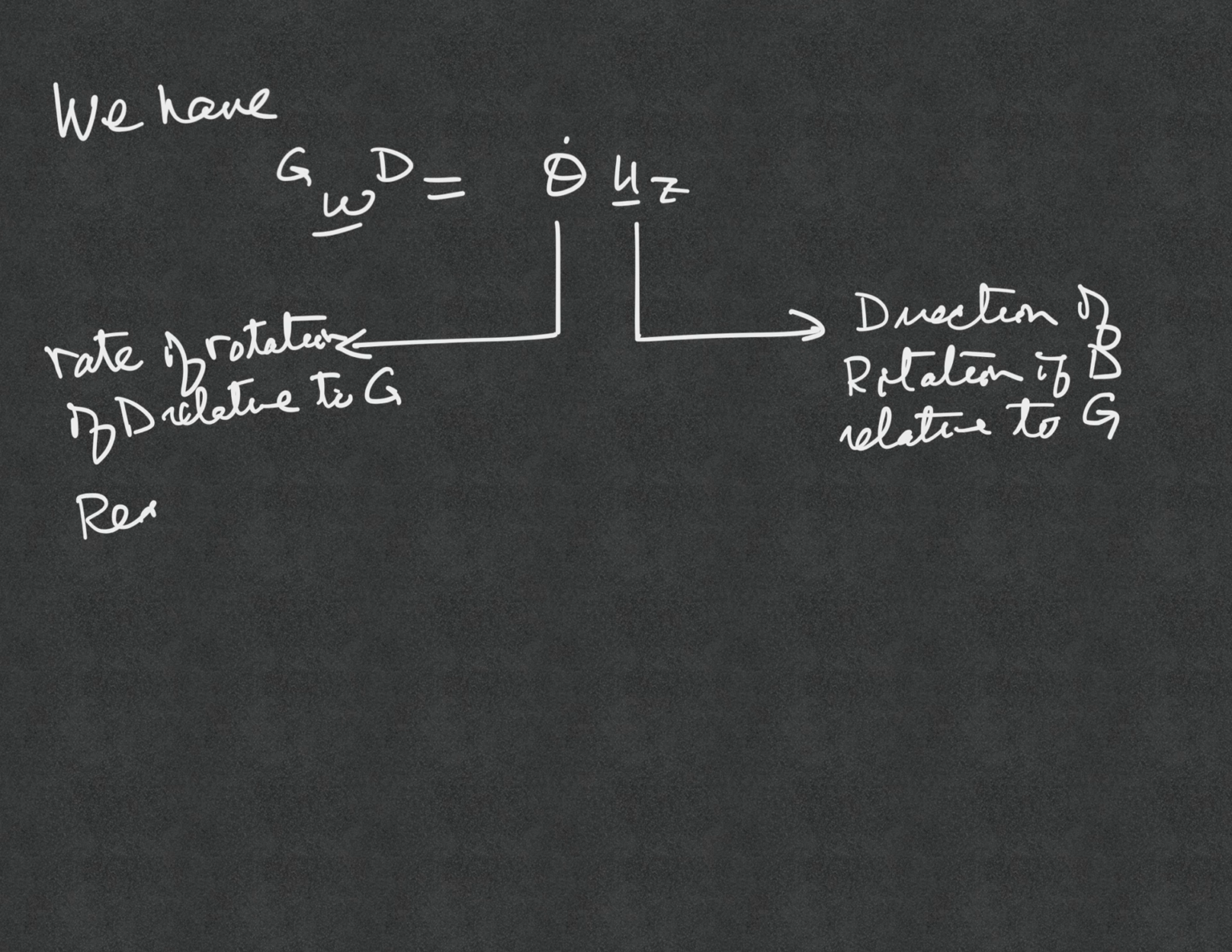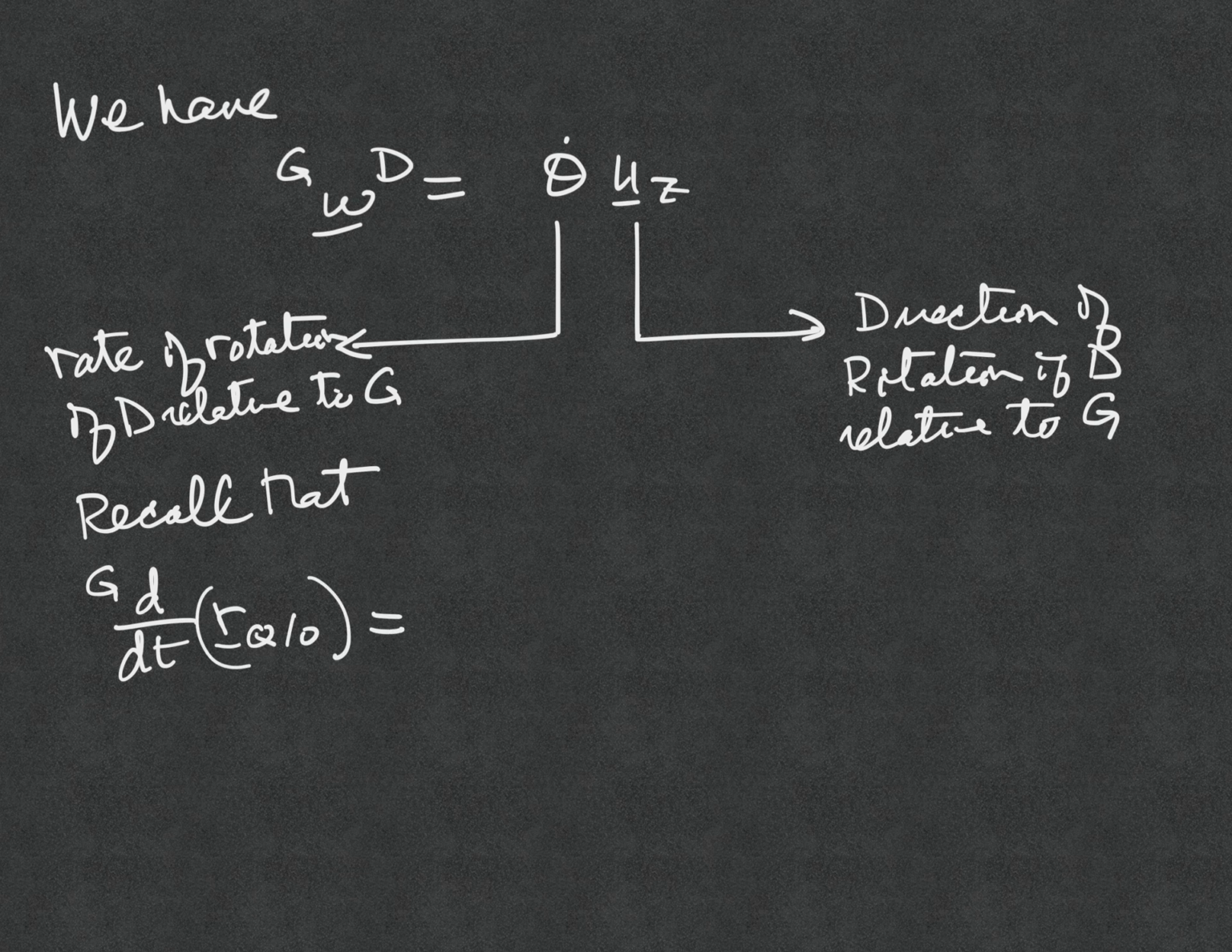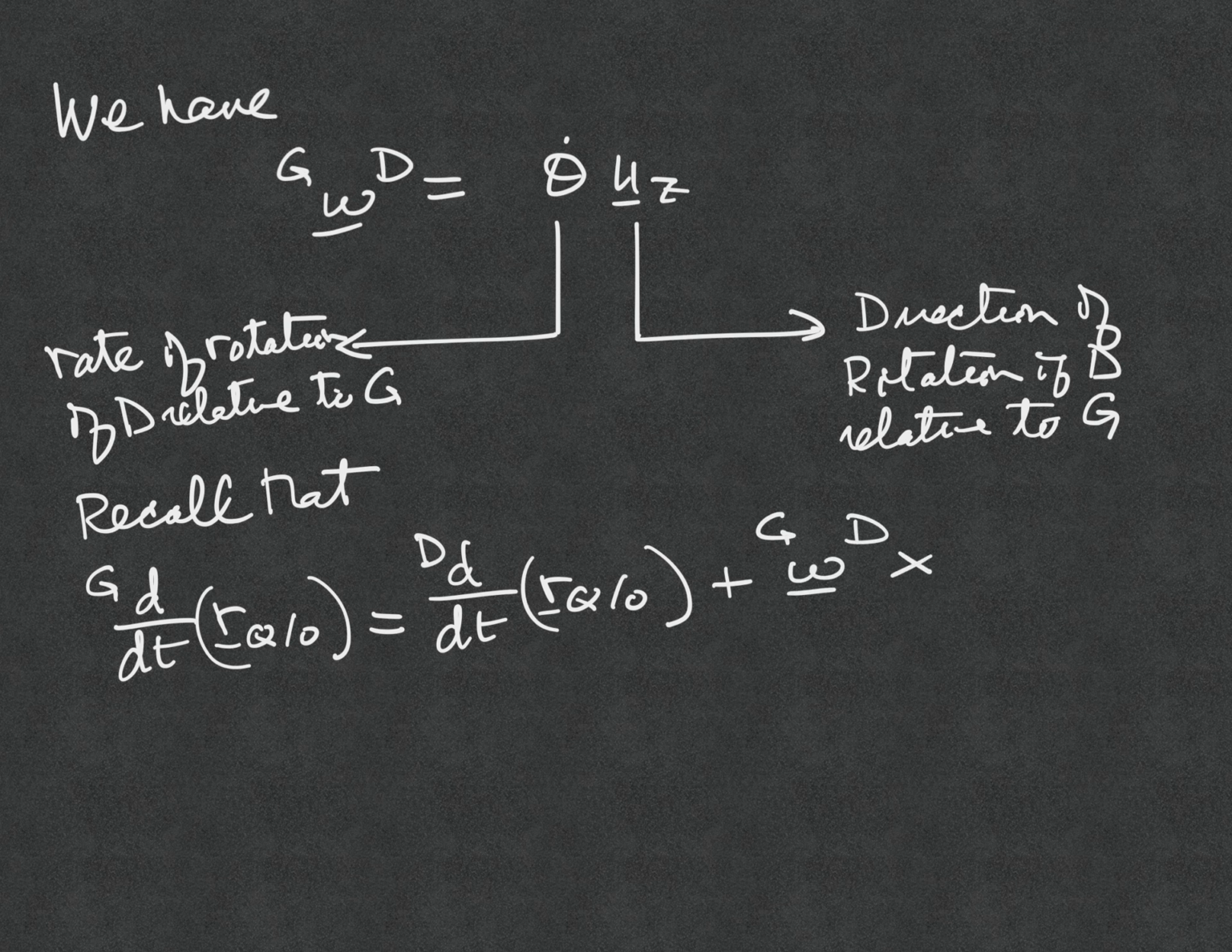So we recall that the rate of change in G of the position of Q relative to O is equal to the rate of change in D of the position of Q relative to O plus the angular velocity of D in G crossed with the position of Q relative to O. And this quantity right here we already know is equal to 0. So that only leaves these two quantities.